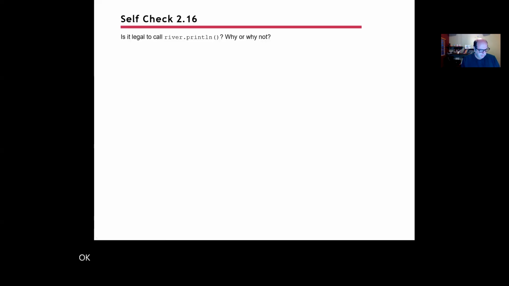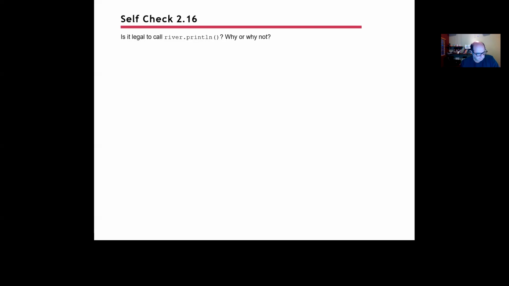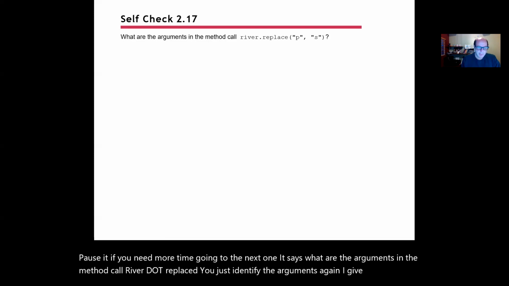Okay, next one is, it is illegal to call river.println. Why not? I'm giving you 30 seconds on this one. If you need more time, you can just pause it. Okay, pause it if you need more time. Going to the next one, it says, what are the arguments in the method called river.replace? You just identify the arguments. Again, I give you only 30 seconds on this one. You should know that by now.